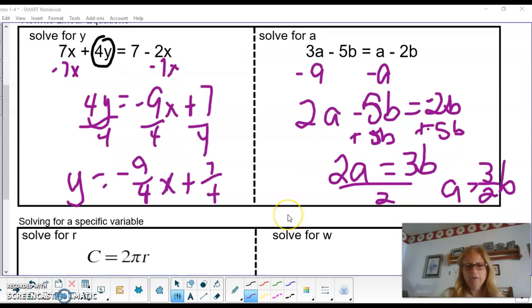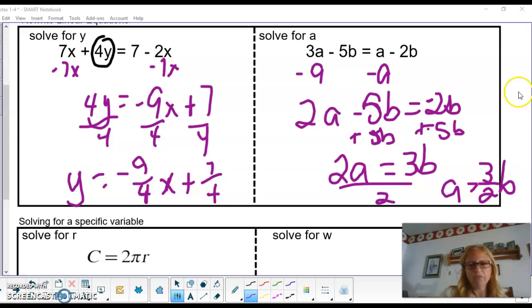All right, so here is your answer for the last problem. You should have gotten A equals 3 over 2B. Again, I took it, subtracted A, added 5B, and there is your answer.